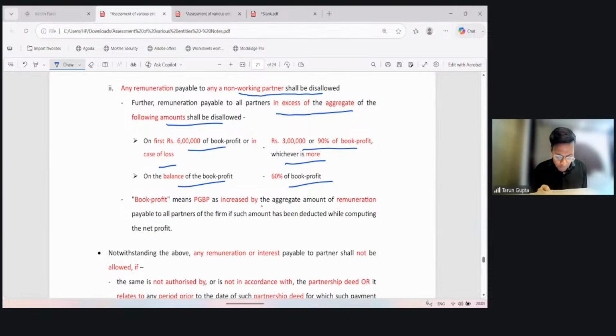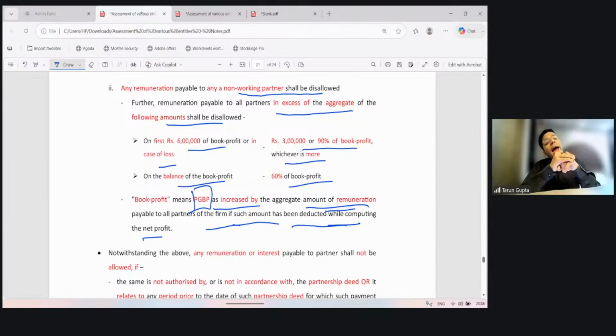Book profit means PGBP as increased by the aggregate amount of remuneration payable to all partners of the firm, if such amount has been deducted while computing the net profit. So book profit means PGBP. It's not the profit as per the P&L account. It's the taxable PGBP as increased by the remuneration payable to all partners of the firm, if such amount has been deducted while computing profit. So you compute the PGBP and you add the remuneration payable to the partners. Whatever amount you get is the book profit.